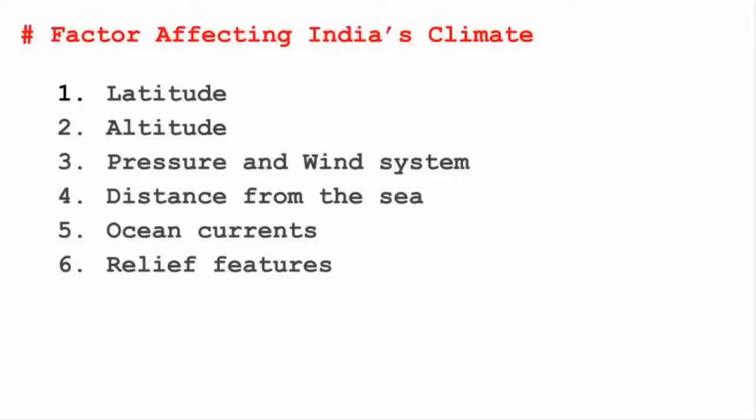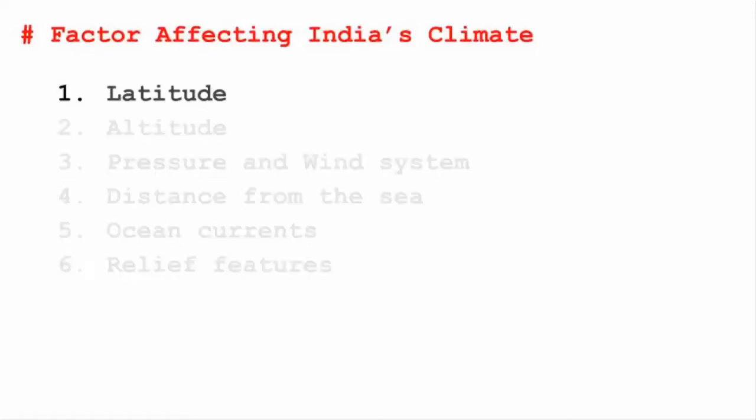I'm not just talking about India. There are six major components that control the climate of any place. They are latitude, altitude, pressure and wind system, distance from the sea, ocean currents and relief features. Let's understand each one of them. The first one is latitude.